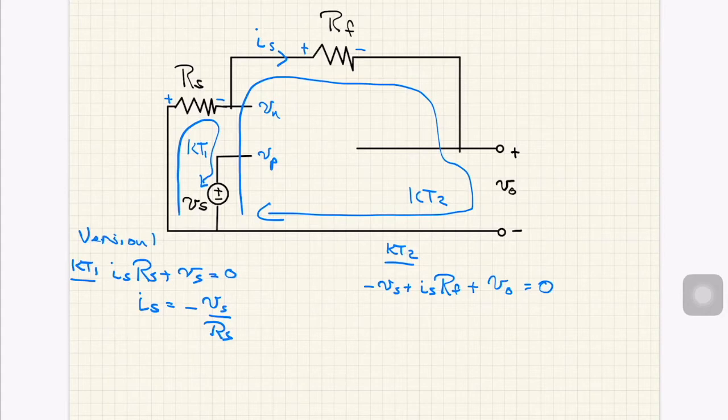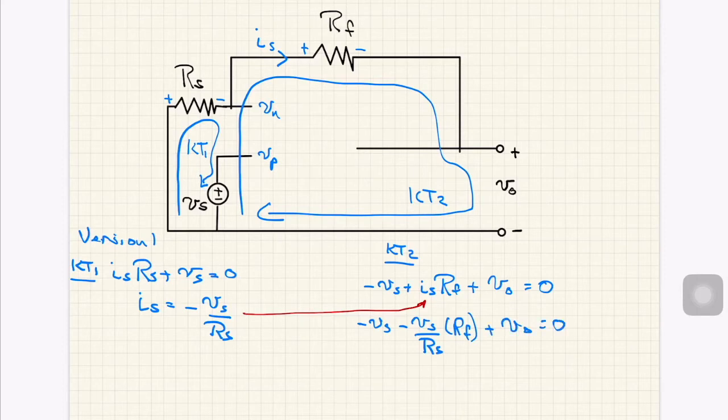So now, again, I can solve it different ways. Maybe the simplest thing is I recognize that I have an IS on the right and an IS I figured out on the left, so I can just substitute in there and write down the expression for minus Vs plus, and now I'm going to have a minus actually from that first term, so I'm going to change that into a minus Vs over Rs times Rf plus V0 equals 0.